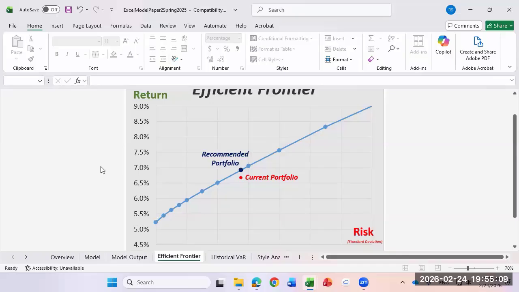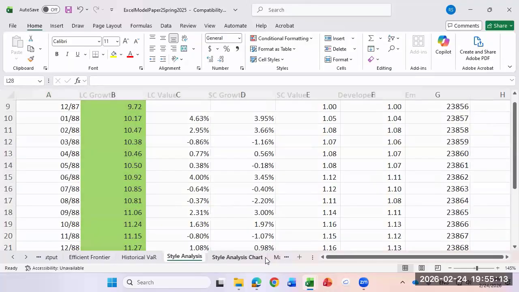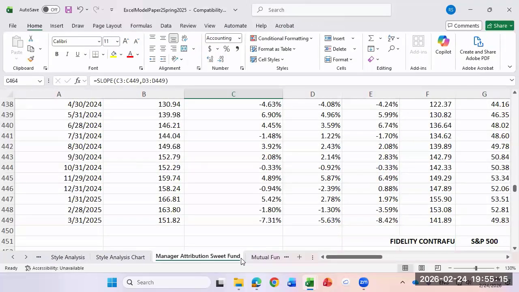This isn't the only thing. We also do a historical VAR analysis. We do a style analysis, which I think is really, really cool. And we do manager attribution. So you're going to get to do several things. If you ever use the Morningstar software in an entry-level job, which you often will, essentially it's doing what this spreadsheet's doing, but you get to see the guts of it. So you can see what it's actually doing in real life.